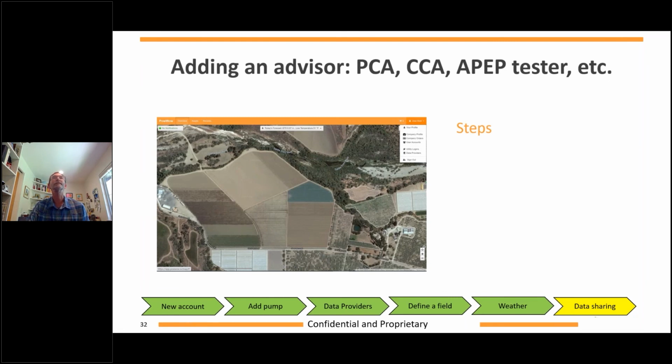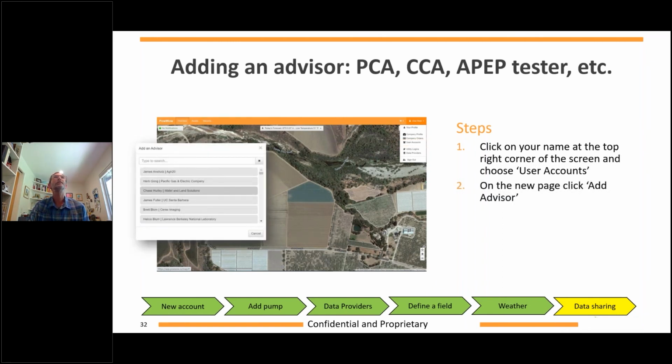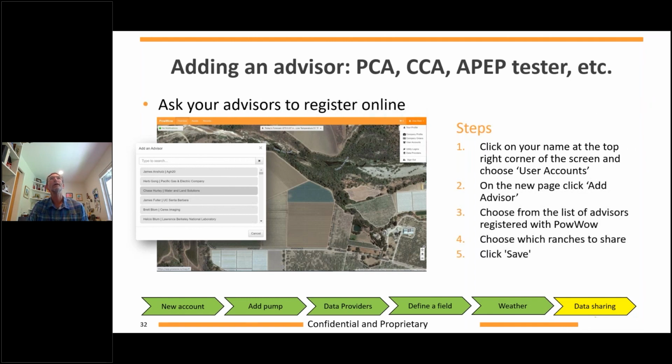So if you want to add an advisor, it's very similar to the employees. So you choose the user accounts. On the new page, you click add advisor instead of add user. And a list pops up that are registered advisors. So if your advisor isn't on that list, simply ask them to register online on powwow.io, and then they will become part of this community of advisors that are set up to utilize powwow. And then you click save, and there you have it.